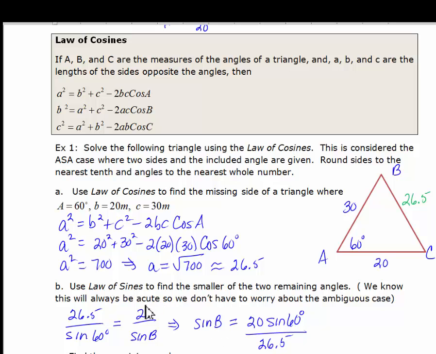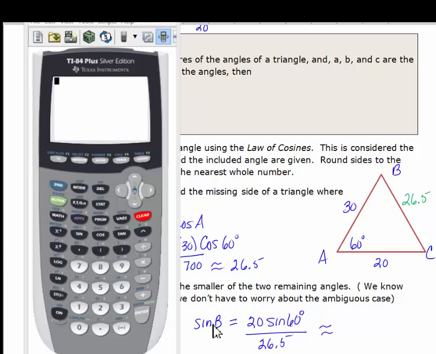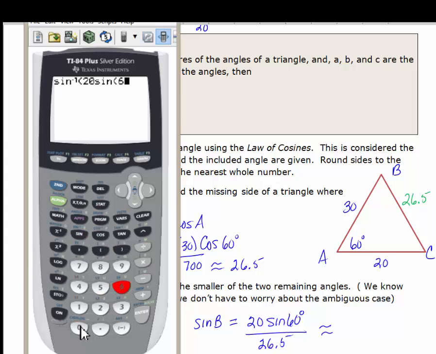So the sine of B would equal 20 times the sine of 60 divided by 26.5. And you'll notice that as we use the law of sines more often, I'm skipping steps, leaving steps out. So now we can just evaluate this on our calculator. We know that if the sine of B is equal to this expression right here, then we can just hit second sine on our calculator without rewriting the whole problem again. Again, we're just trying to be more efficient as you get more comfortable using the law of sines.